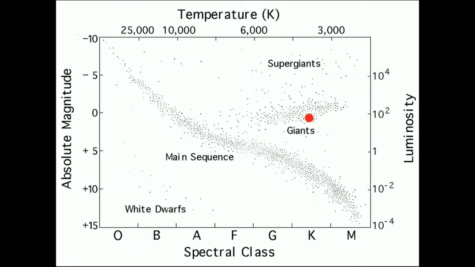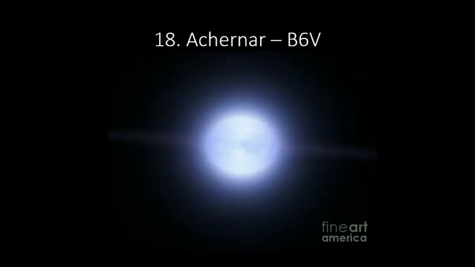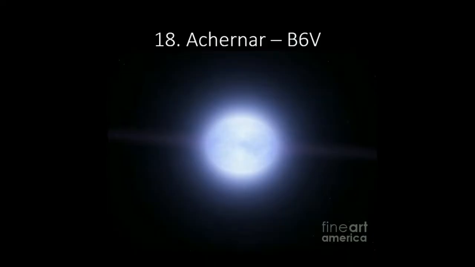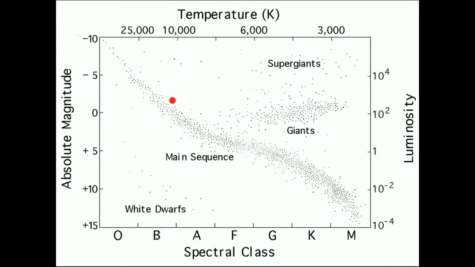All right, moving on, number 18. Achernar, a B6V. So again, back to the Roman numeral 5. It's in the main sequence, but it's B6, so a little bit to the right of the middle, up in the main sequence. Compare this to Regulus, the B8-4.